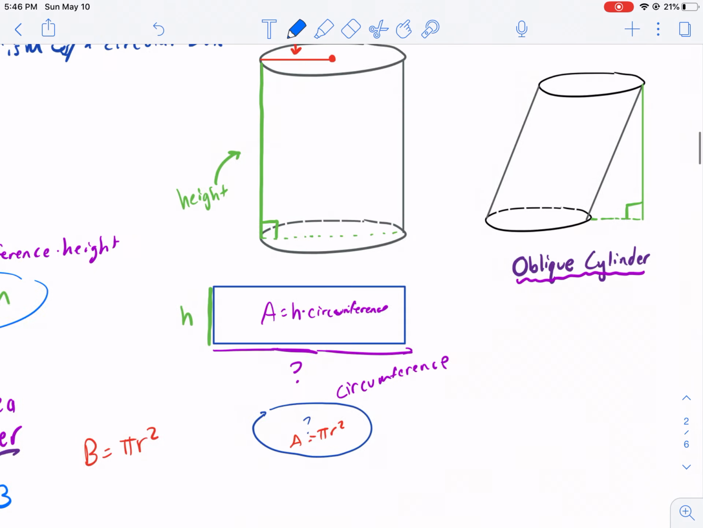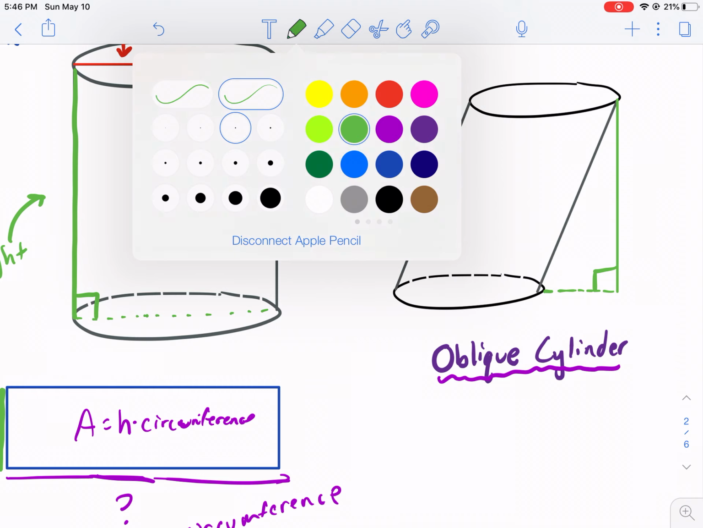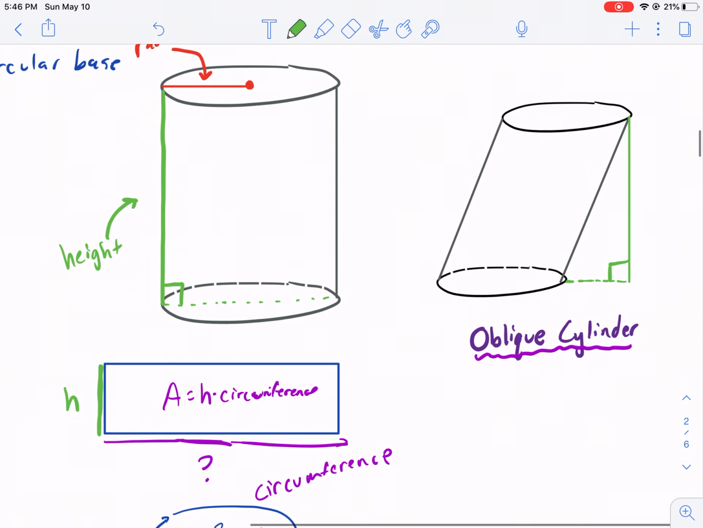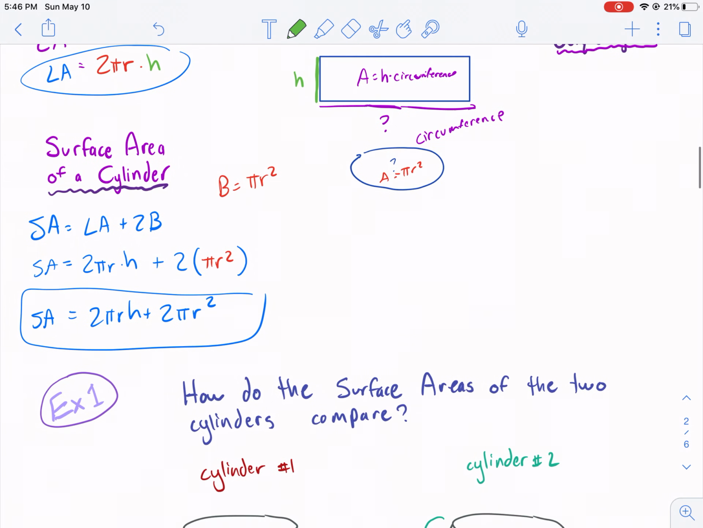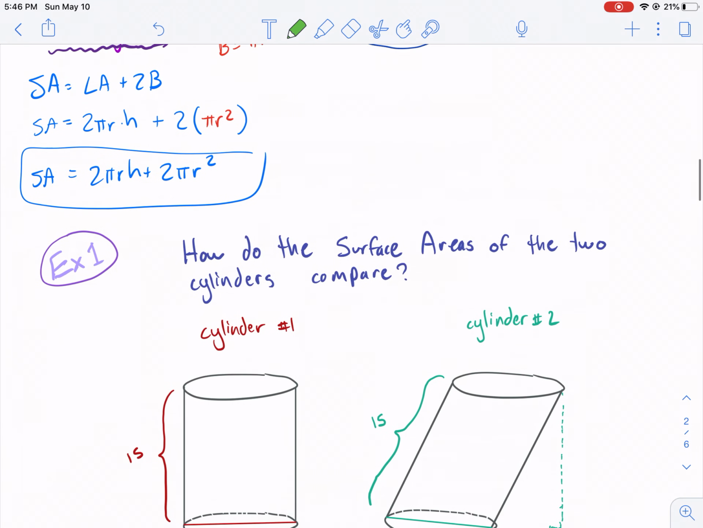An oblique cylinder is very similar. We're not really going to go into surface area that much, but it is important to know that this is what an oblique cylinder looks like, and this is the height. This is going to be useful for when we're calculating the volumes of oblique cylinders. You don't see them too often, but we will prepare you.